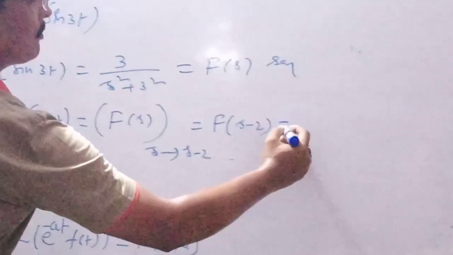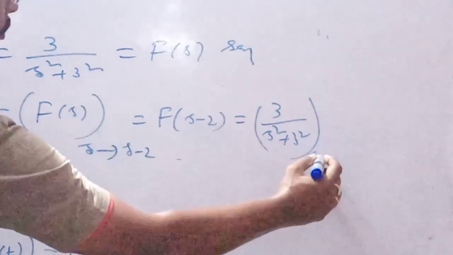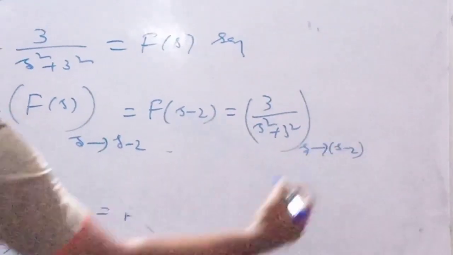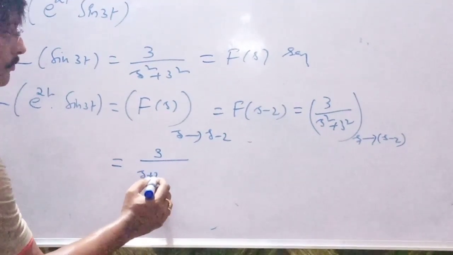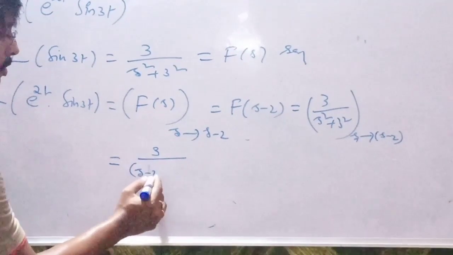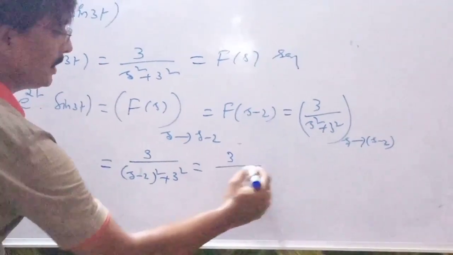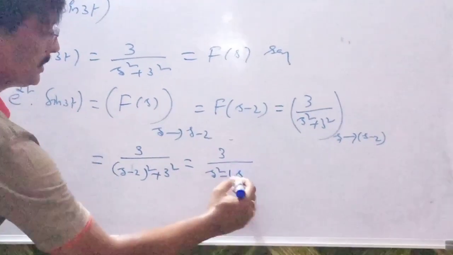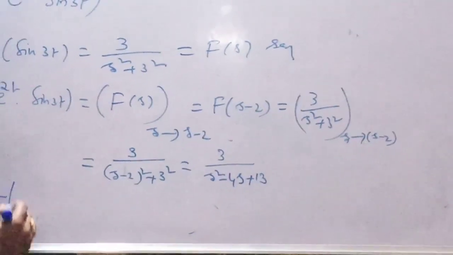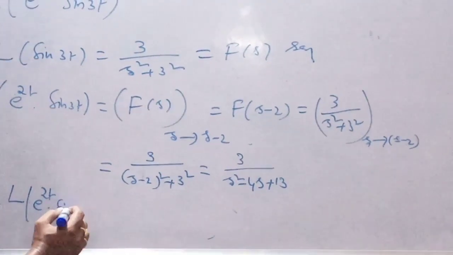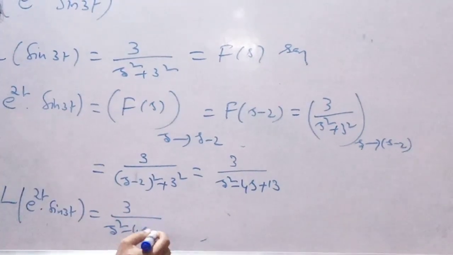That means this is equal to 3 by s square plus 3 square, where s is shifted to s minus 2. So this is 3 by (s minus 2) whole square plus 3 square. Simplifying, 3 by s square minus 4s plus 4 plus 9, which is 13. So the Laplace transformation of e to the power of 2t sine 3t equals 3 by s square minus 4s plus 13.